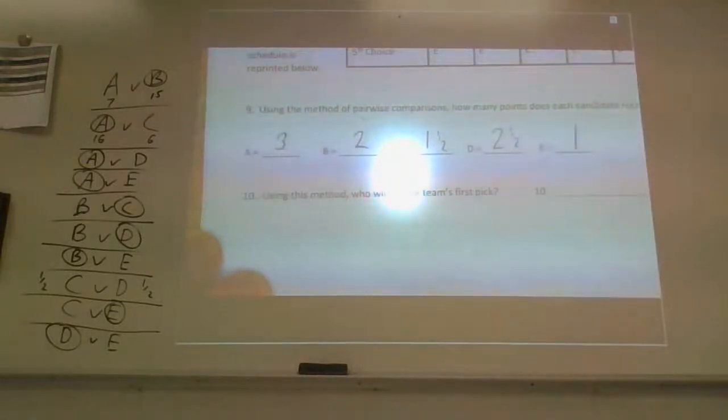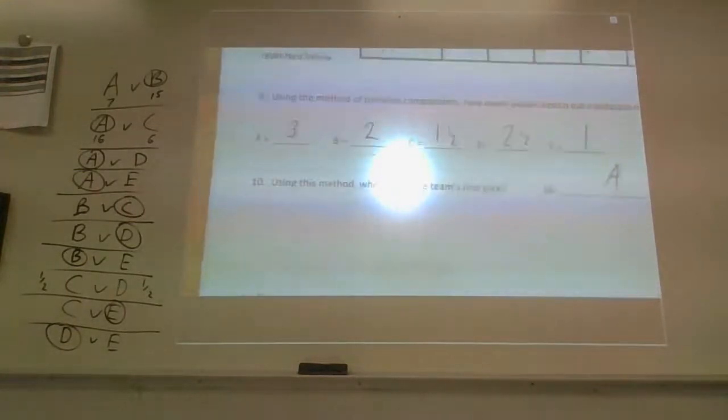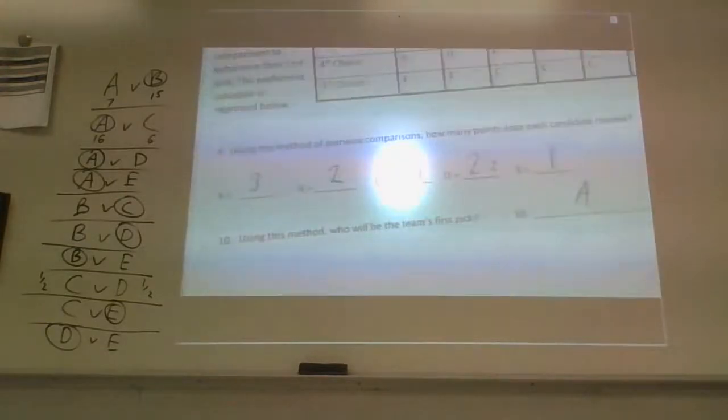So who's going to be the team's first pick? It's got to be candidate A. Candidate A was not the Condorcet candidate, but did have more points in head-to-head matchups. That's how that would go. Crazy. Okay.